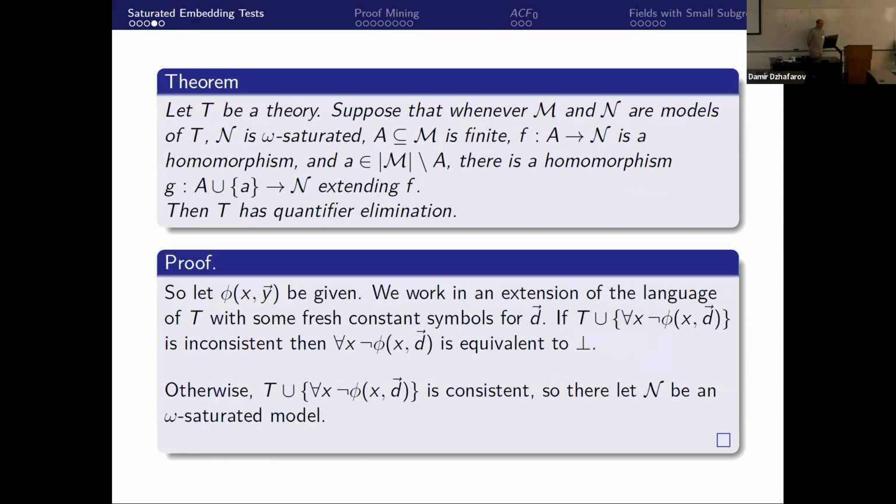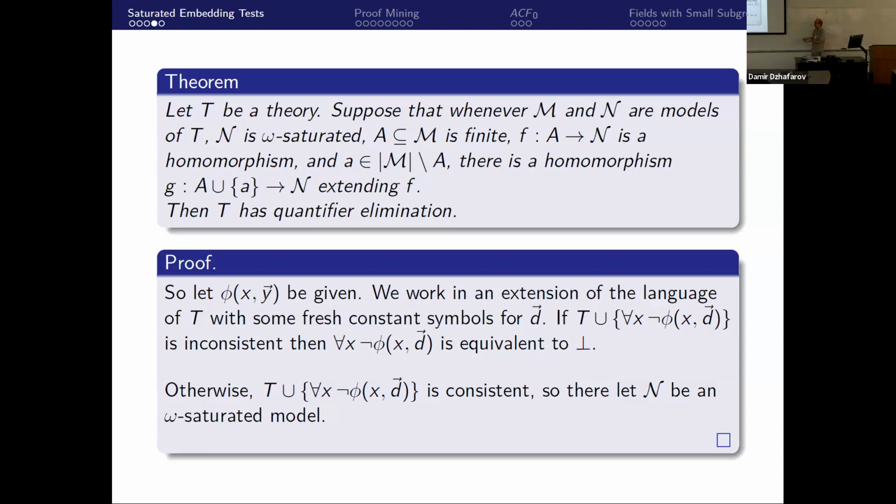All right, so I have this quantifier-free formula given to me. I want to show that I can eliminate the quantifier. I'm going to add some constant symbols for the y values, so I'm giving them names that are in my language. And then I'm going to look at the theory T that I'm interested in, together with the negation of the existential, the universal formula: for all x, phi does not hold of x with the constant symbols d. All right, so if that's inconsistent, then the universal formula is equivalent to bottom, and the existential formula is therefore equivalent to top.